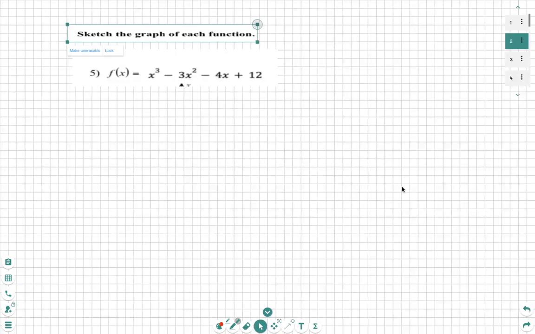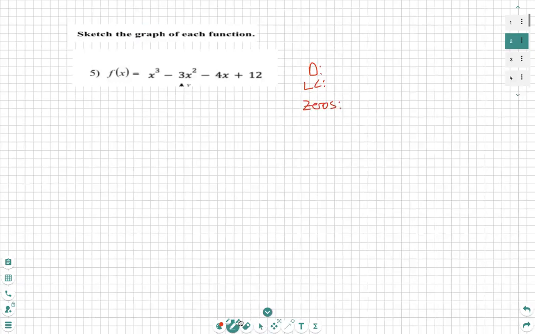Hello. In this video, we're going to go over sketching the graph of this function. To recall, when we sketch the graph of this function, what we need to know is the highest degree, the leading coefficient, and the zeros. Once we know that, we will be able to graph our function. Let's set up our graph. And we'll begin.